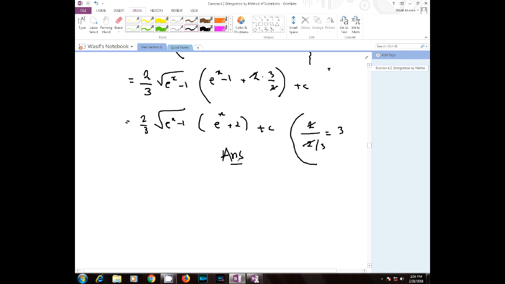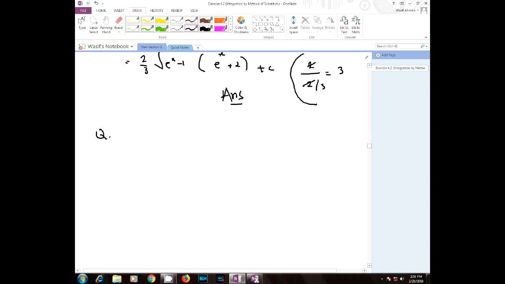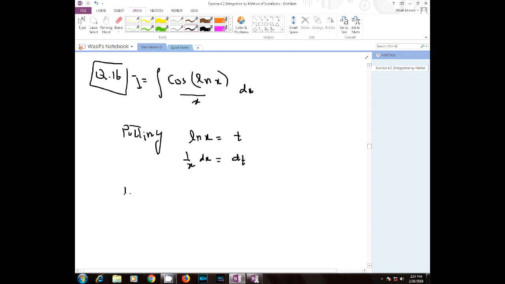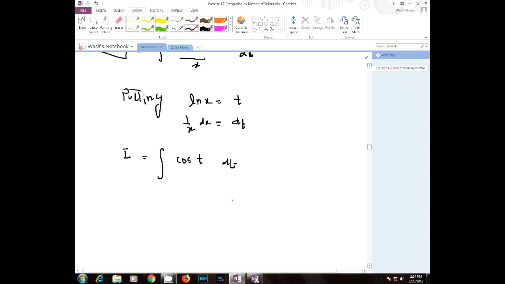Question number 16. In question number 16, you have to integrate a very simple question: cos of natural log of x divided by x dx. You have to put ln x is equal to t, so that 1 divided by x dx is equal to dt. Now your integral reduces to cos t dt. Very simple question.